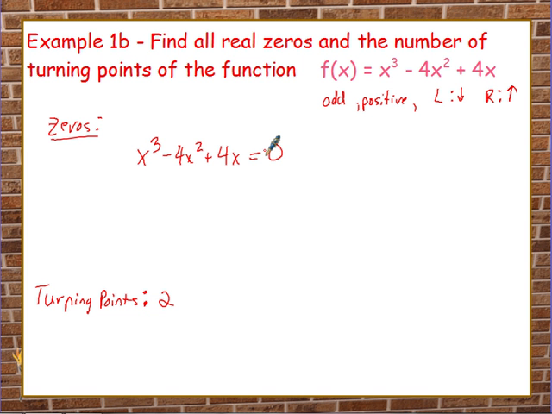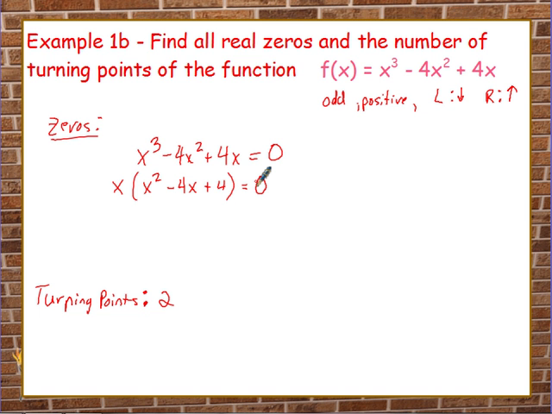So Arturo's saying, look, they all have what in common? So then take it out. Factor out an x. Okay? If I do that, what's left? X squared minus 4x plus 4 equals 0.